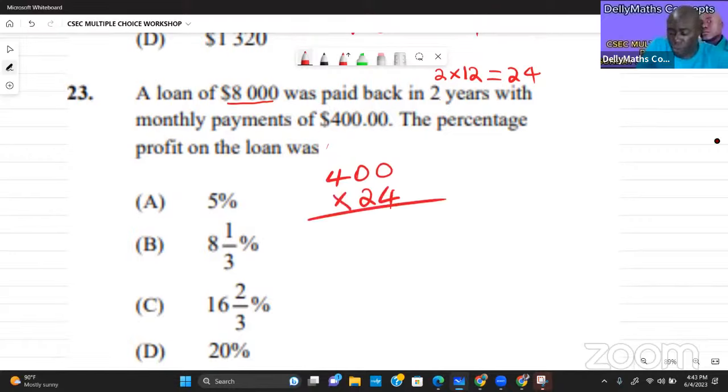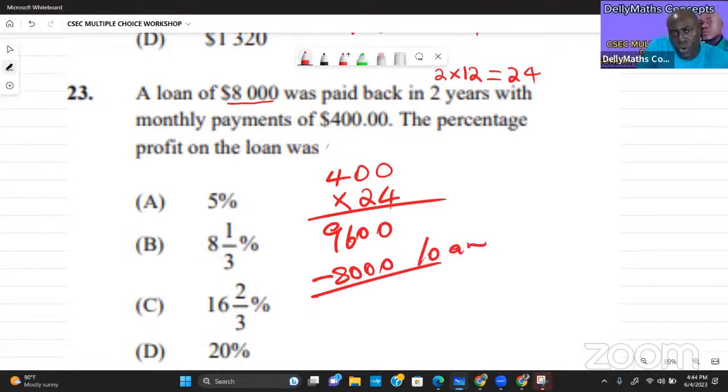So you pay that 24 times, right? So you want to make sure that you definitely understand that, hey, $400, I paid that 24 times, you're going to get about 9,600. Now, take away how much you actually borrowed. Remember the loan. This was the loan. So then this 1,600 was some interest the bank would have made.